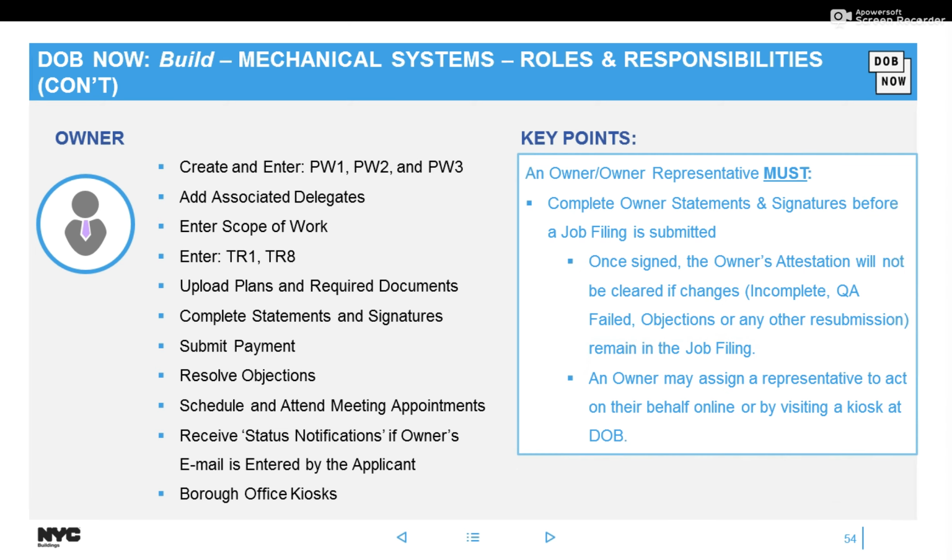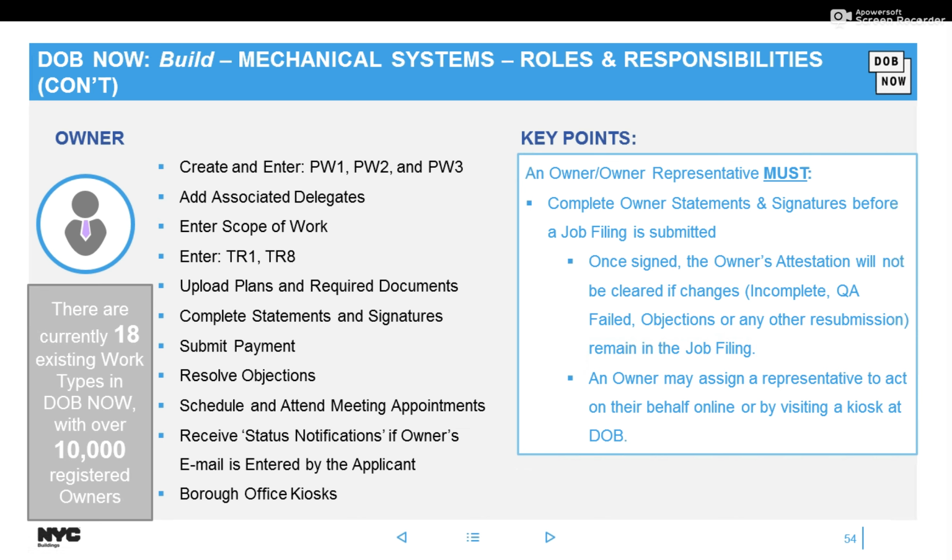The owner, once signed before, it used to uncheck or erase once there was a change. Now the owner is only signing once, and also the owner may now assign a representative to act on their behalf, and you could get help with that by visiting a kiosk at DOB. There are over 18 existing work types in DOB NOW Build, and we have over 10,000 registered owners successfully getting help with this. In case you're wondering about that 93-year-old owner who doesn't know how to use a computer, they're getting the hang of it by getting help and following these guidelines.